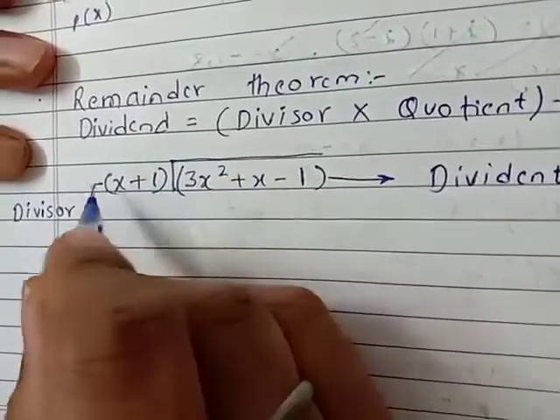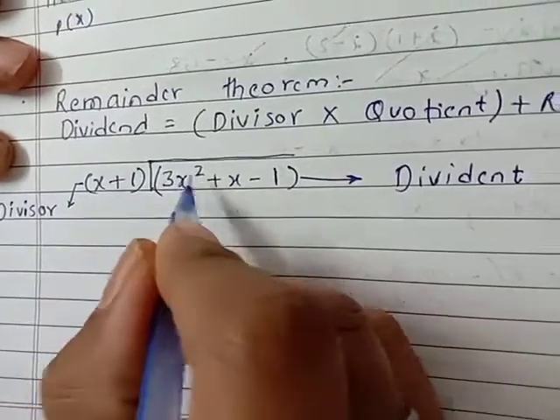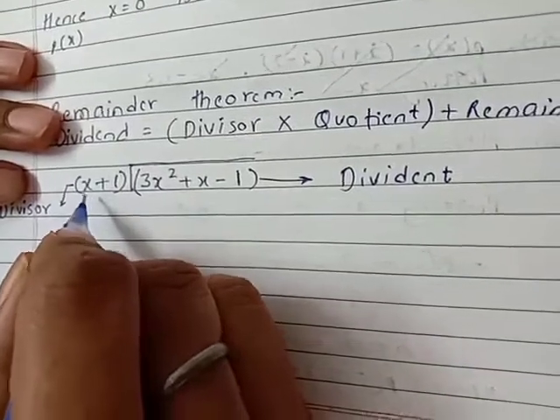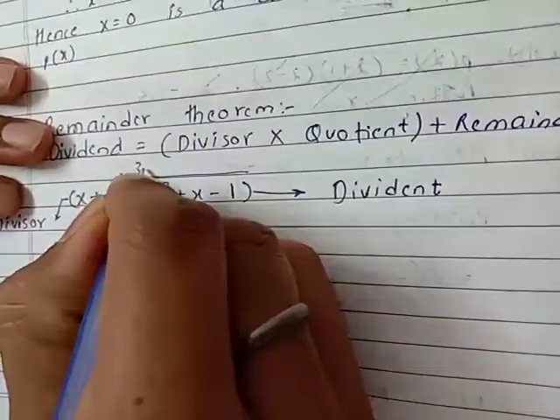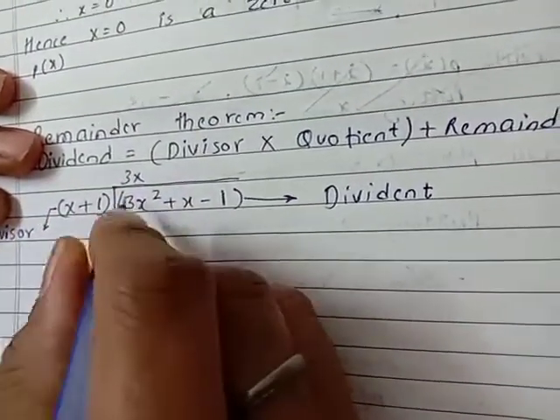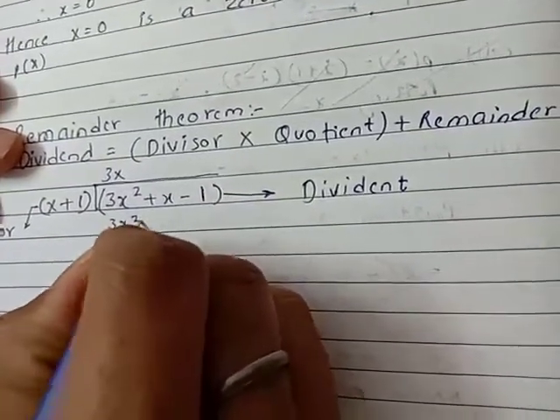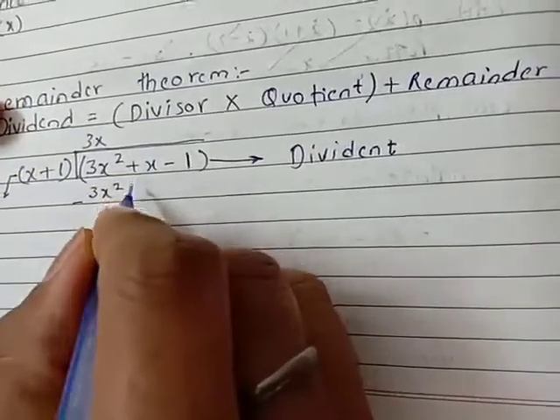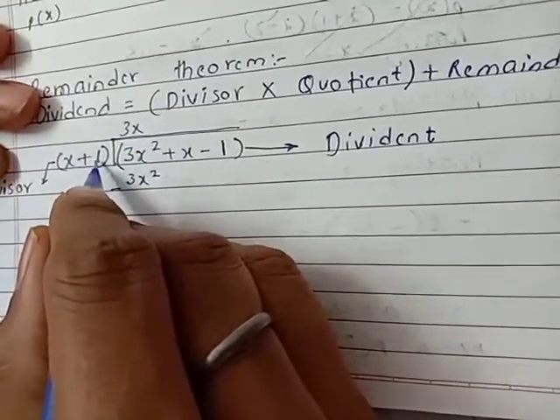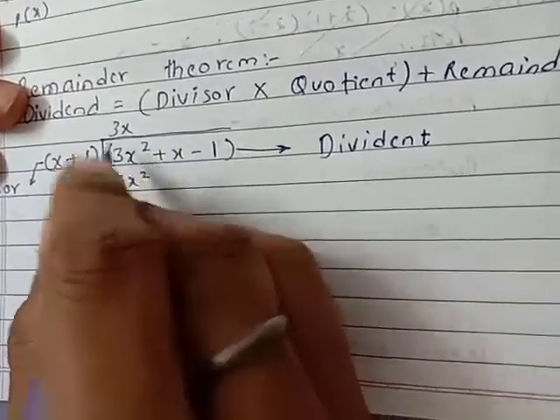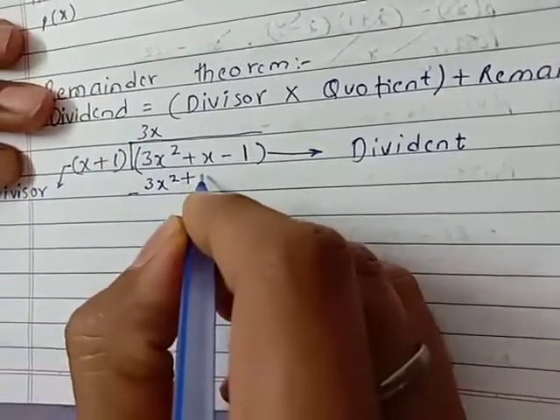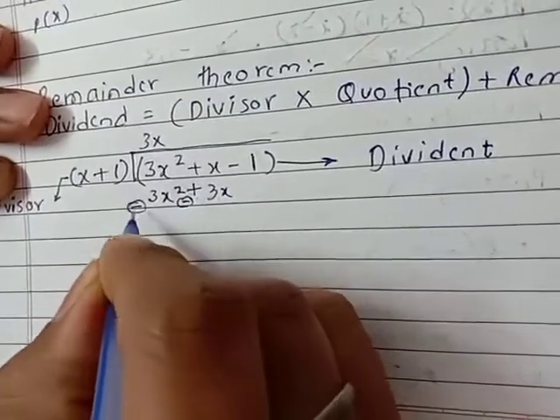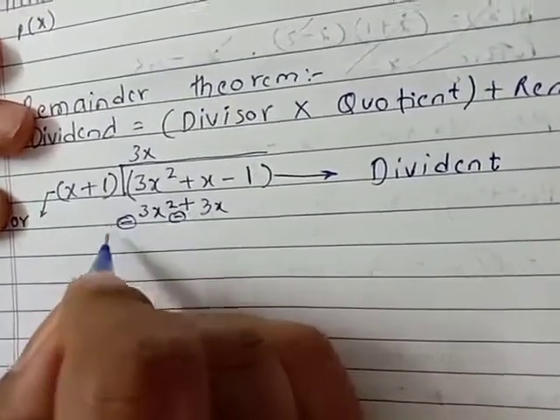Now how will we divide this? 3x square goes in x how many times? It goes in 3x times. 3x into x is 3x square. Okay, so you subtract, and 3x goes in 1 how many times? 3x. Since it is plus, take down plus 3x. You have to change the sign. Okay, minus.